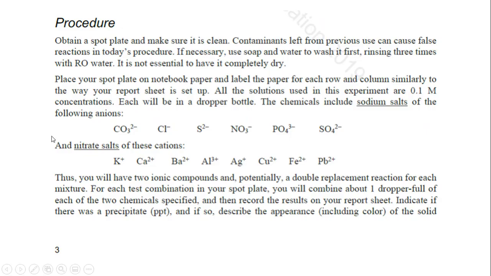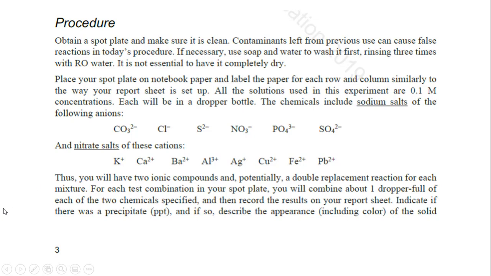Now, the second part is that you're going to have nitrate salts for cations. So this is anions, this is cations. So this is potassium nitrate, calcium nitrate, barium nitrate, aluminum nitrate, and so forth. Now, what you're going to do is mix all these together. So you're going to take potassium and add a few drops to carbonate. You're going to take potassium, add a few drops to chloride, potassium and sulfide, potassium nitrate, and so forth till you get to the end. Then you're going to take calcium and do the same. Calcium carbonate, calcium chloride, calcium sulfide, calcium nitrate. Then you go to barium and you do it through the whole thing.